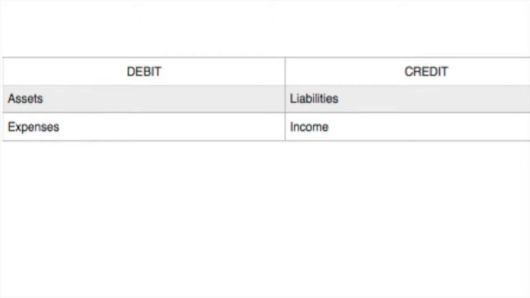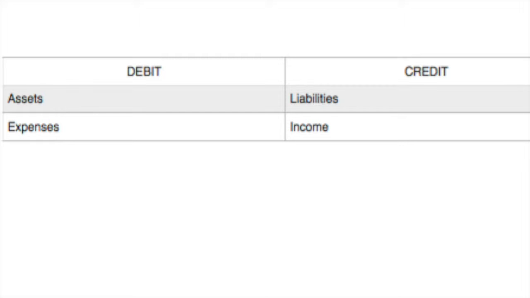Now, every time we acquire more assets, they get recorded on the left-hand side or the debit side. Every time we're paying out expenses, again, these are recorded on the left-hand side or the debit side. On the right-hand side, if we're borrowing more money or if we're increasing our equity, that gets recorded on the credit side. Or if we're receiving or earning incomes, those also get recorded on the credit side. So we have our assets on the debit, our liabilities on the credit, we have our expenses on the debit, and our income on the credit side.